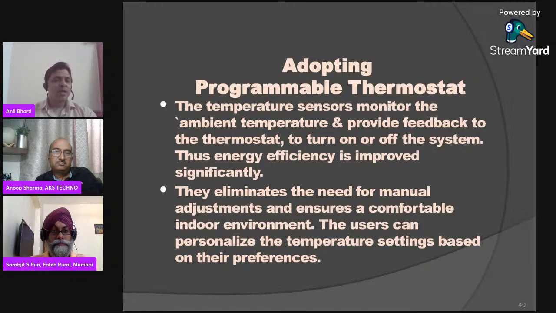So who will monitor all these things? The programmable thermostat will. It will continuously sense the load on the particular space and automatically adjust the temperature setting. If it finds that there is no person, no occupant, it may switch off your AC system, or it may reduce the load in case of a low number of people. So the overall benefit is very high. You can save a lot of energy if you have a bigger system.